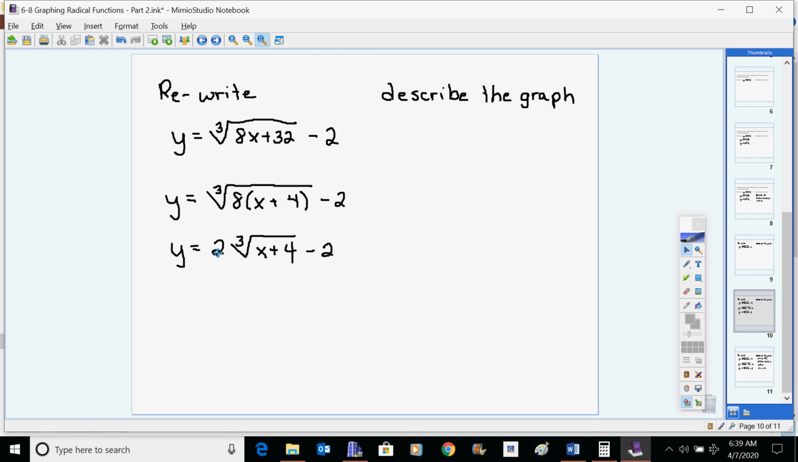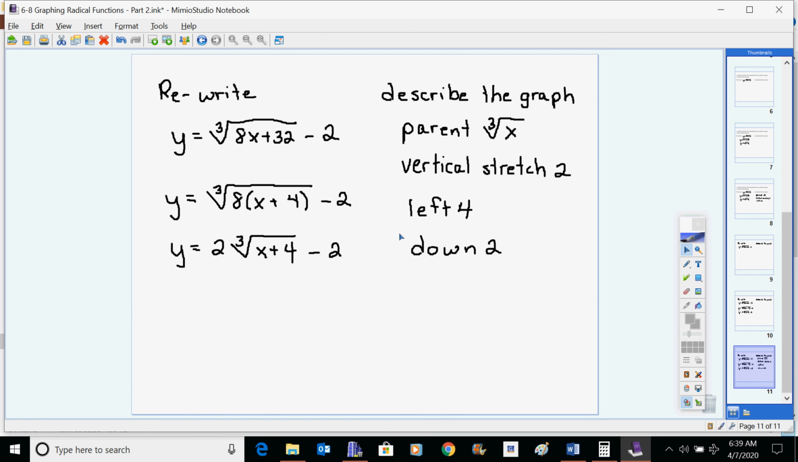This 2 tells us something, and it should be popping in your head that this 2 would tell us that we have a vertical stretch of 2. This 4 should be telling you that it goes left 4, and this 2 should be telling you that it goes down 2. So here's our parent, stretch 2, left 4, down 2. That's really all I have as far as new material today.